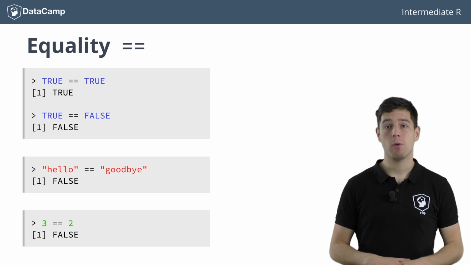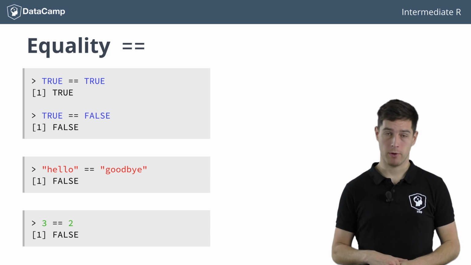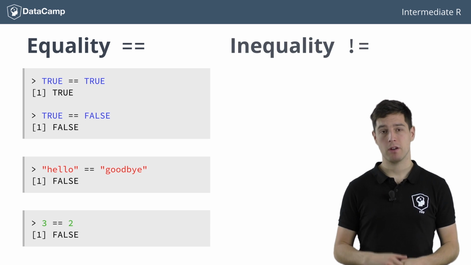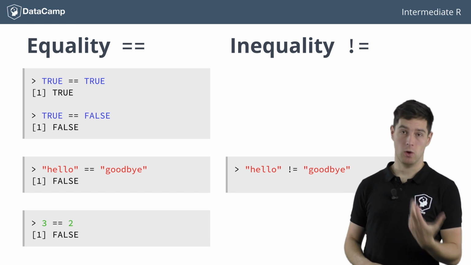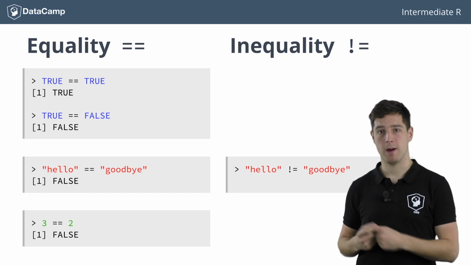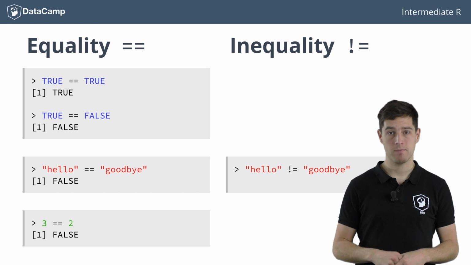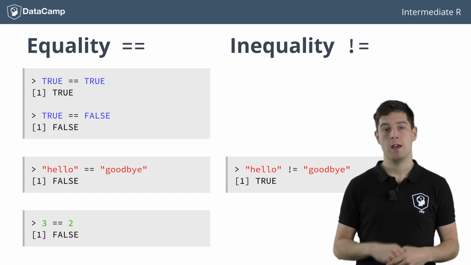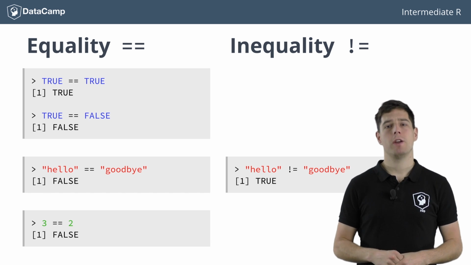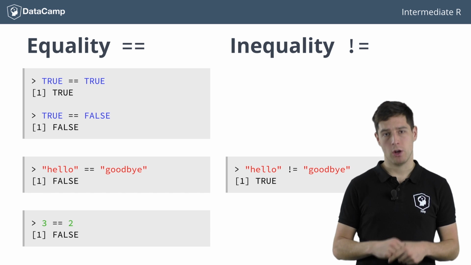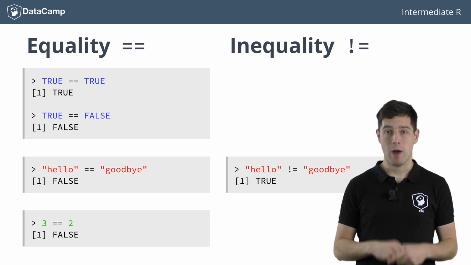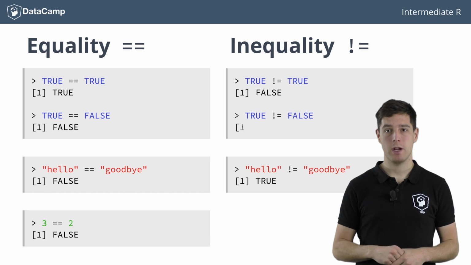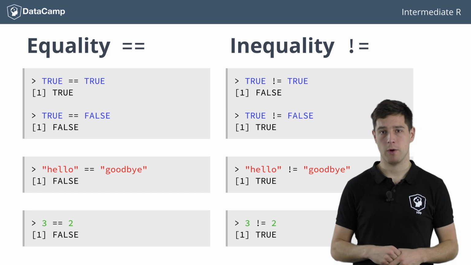The opposite of the equality operator is the inequality operator, written as an exclamation mark followed by an equal sign. This statement would read as "hello is not equal to goodbye." Because this statement is correct, R will output TRUE. Naturally, the inequality operator can also be used for numerics, logicals, and of course other R objects as well. See how every time the result of the equality operator is opposite for the inequality operator.